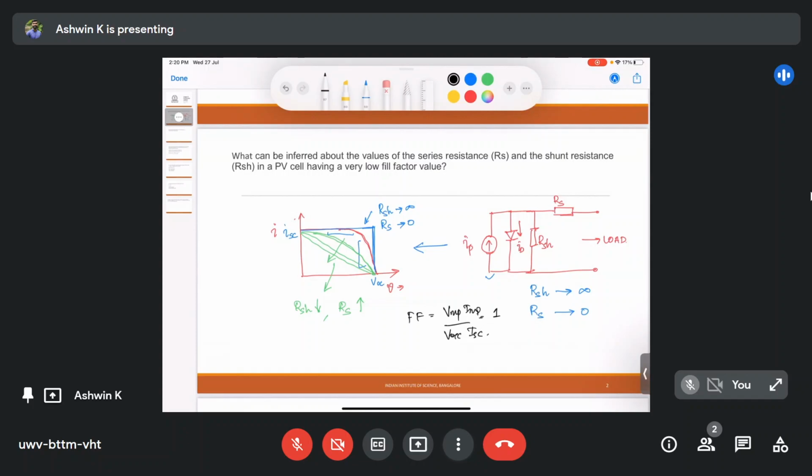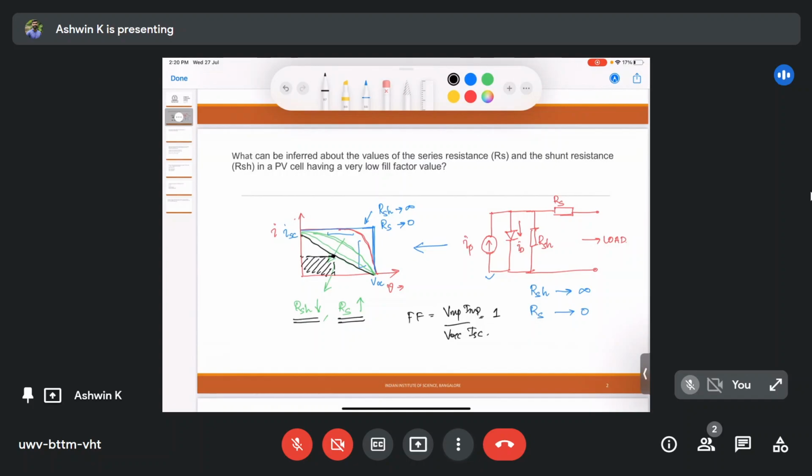So if you see the last green curve, which is ideally a straight line joining from ISC to VOC, you can see that your VMP and IMP would correspond to a point on that line, and your fill factor is basically the area under this particular curve divided by VOC times ISC. So if the fill factor is very low, that means you have a very high non-ideality in your PV cell model, and thus what you can infer is that your R shunt is very low and your R series is very high.